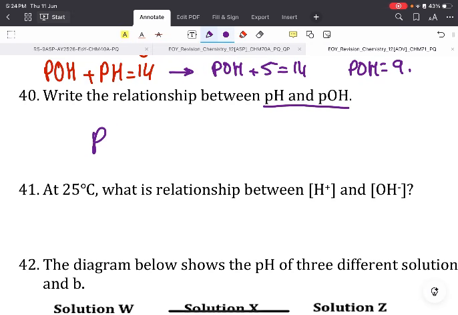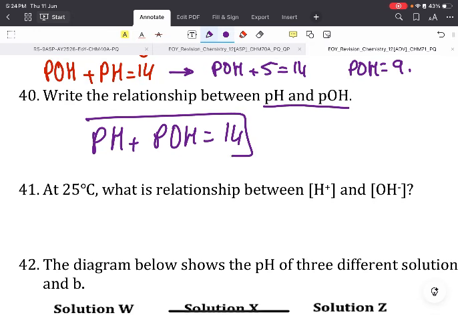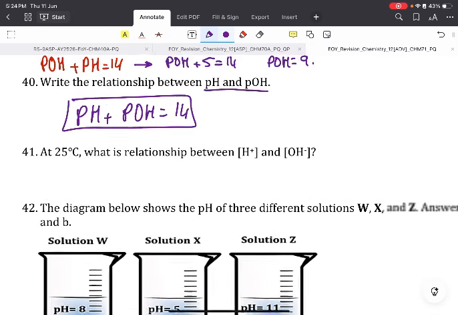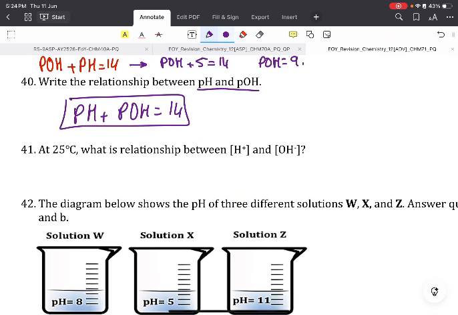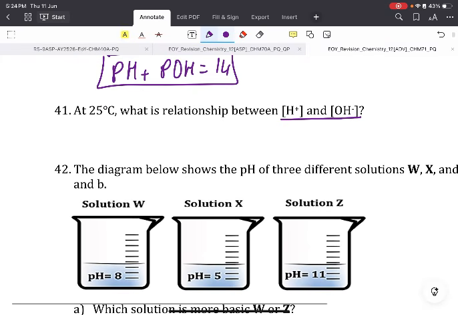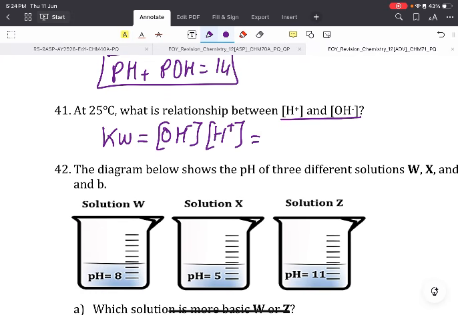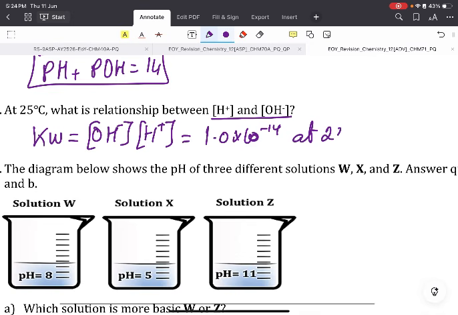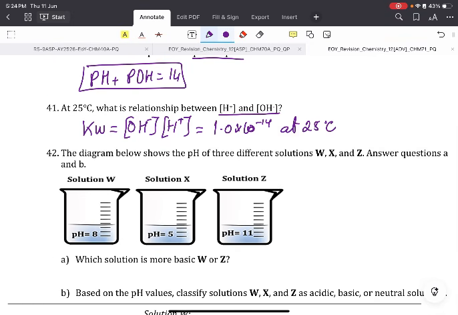What is the relationship between pH and pOH? This formula, you must remember, it's in your formula sheet, and you need to use it if you need it in your calculations. What is the relationship between H plus and OH minus? That is Kw. It is equal to 1.0 times 10 to the power negative 14 at 25 degrees Celsius.